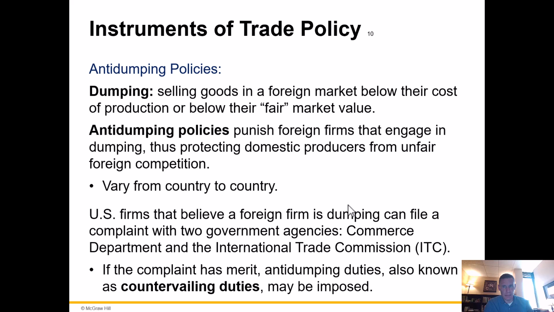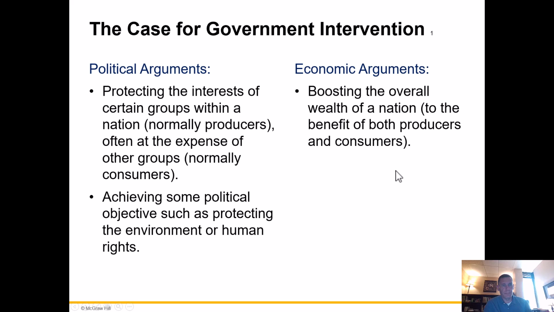Dumping is selling goods in a foreign market below their cost of production or below their fair market value. Anti-dumping policies punish foreign firms that engage in dumping, thus protecting domestic producers from unfair foreign competition. This can of course vary from country to country. US firms that believe a foreign firm is dumping can file a complaint with two government agencies, the Commerce Department and the International Trade Commission, ITC. If the complaint has merit, anti-dumping duties, also known as countervailing duties, may be imposed.